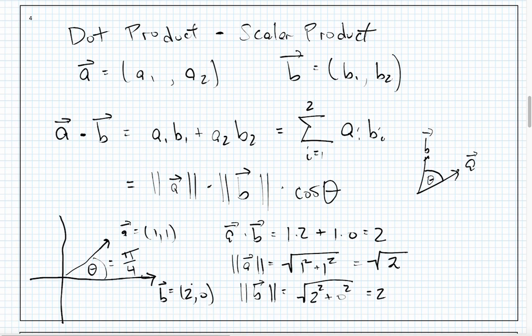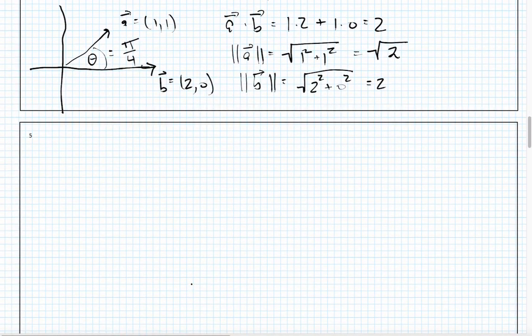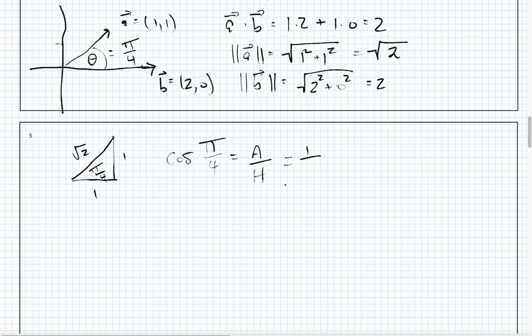And I think you're all getting very nervous, which you shouldn't be. Because if I come over here, pi over 4, that's a 1, 1, radical 2 triangle, if you will. If that's 1, and that's 1, and that's radical 2, and this over here is pi over 4, then the cosine of pi over 4, remember, is equal to the adjacent over the hypotenuse. Well, the adjacent is 1, and the hypotenuse is radical 2.